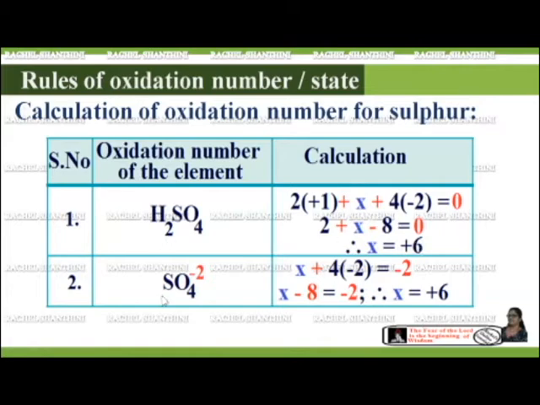Now let us calculate the oxidation number of sulfur in the sulfate ion. Let us assume the oxidation number of sulfur as X, plus we have 4 oxygen atoms, so 4 into the oxidation number of oxygen, -2, equal to -2, because we know that the sum of the oxidation numbers of all the atoms in an ion is equal to the net charge of the ion. So X plus 4 into -2, which is -8, equal to -2. When this -8 comes to the right hand side, it will become +8. So 8 minus 2 is equal to 6. So X is equal to 6, which is the oxidation number of sulfur in the sulfate ion.